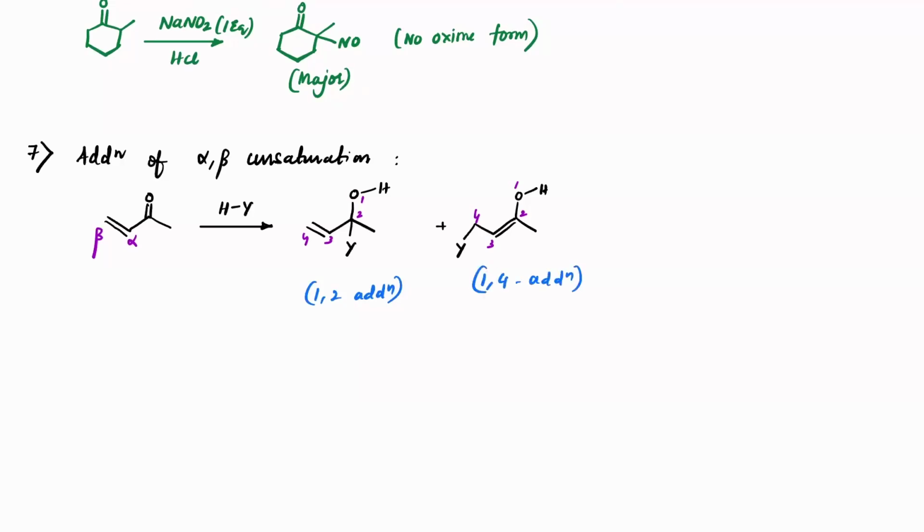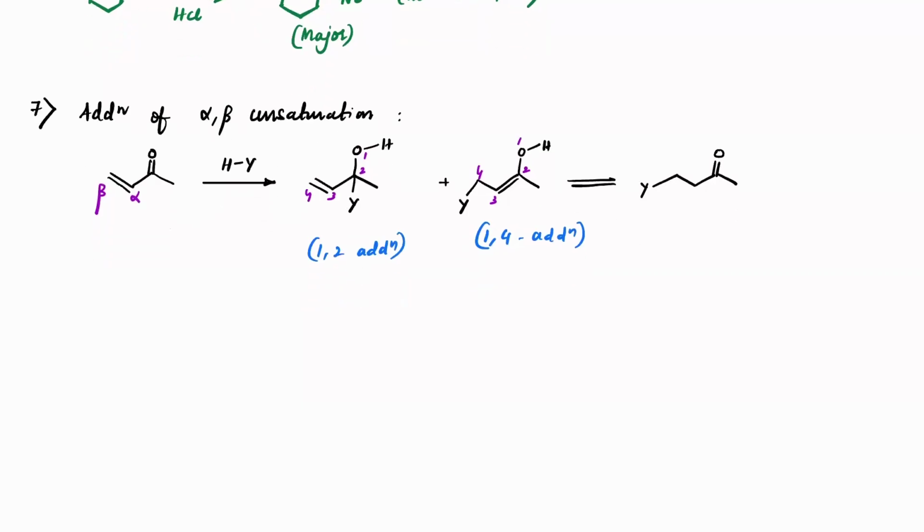Now, this 1-4 addition, because it is in an enol form, will remain unstable. So it will convert back into the keto form. So eventually we call this the 1-4 addition product. Got it? So this is the 1-4 addition product here.